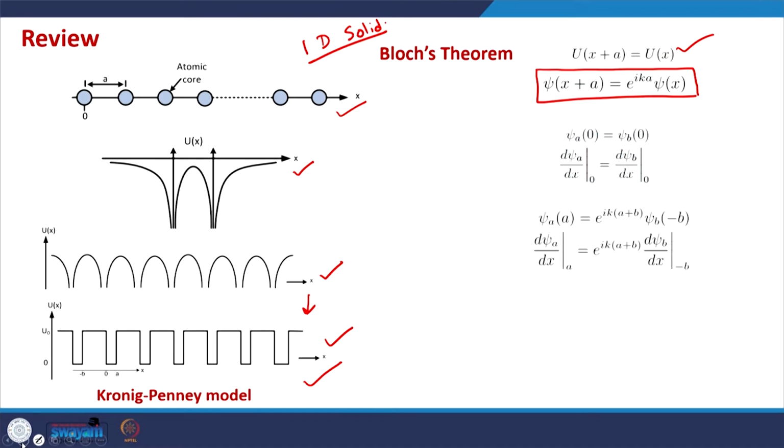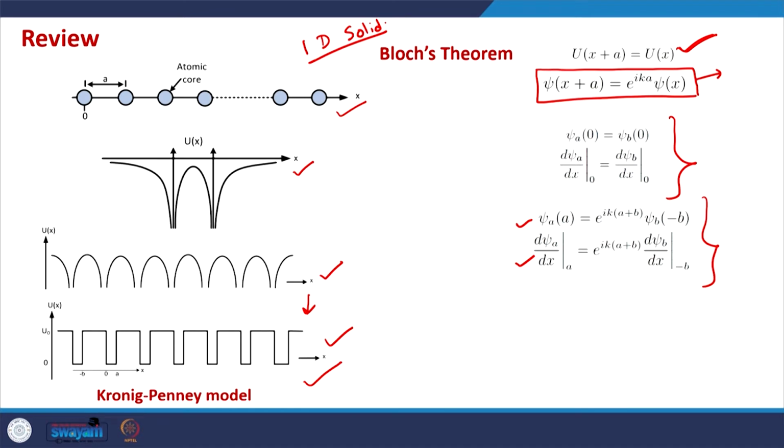After solving the Schrodinger equation, we used boundary conditions. There were 2 equations and 4 unknowns, and we used 4 boundary conditions. 2 of these boundary conditions come from the continuity of the wave function and the continuity of the derivative of the wave function, and the 2 other boundary conditions come from the statement of Bloch's theorem about the wave function, and the statement of Bloch's theorem about the derivative of the wave function. So, given a periodic potential, this is the statement of Bloch's theorem.